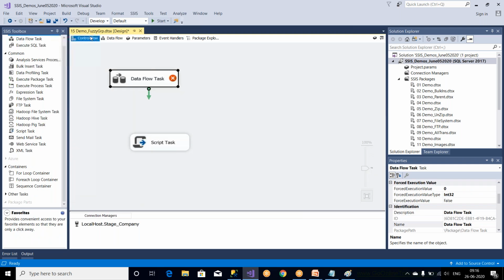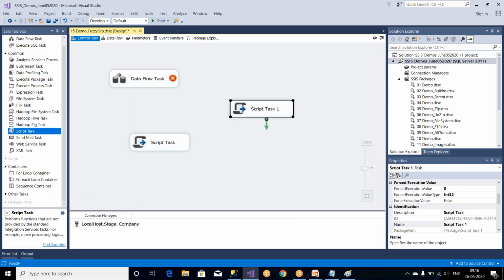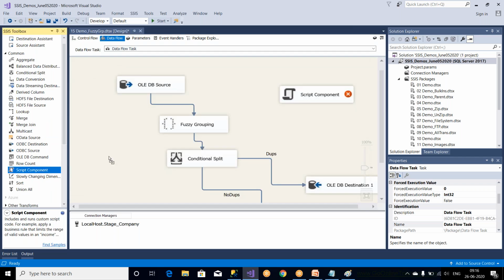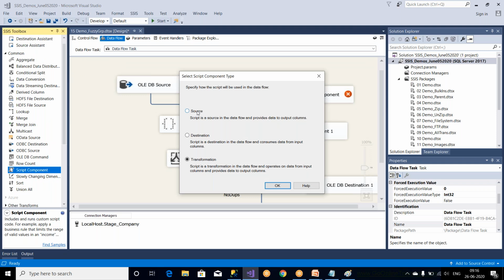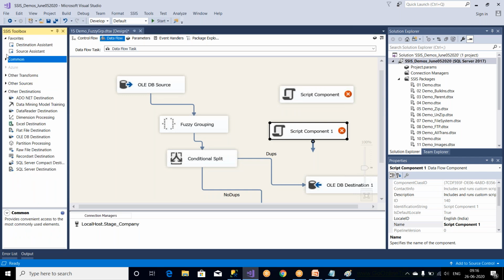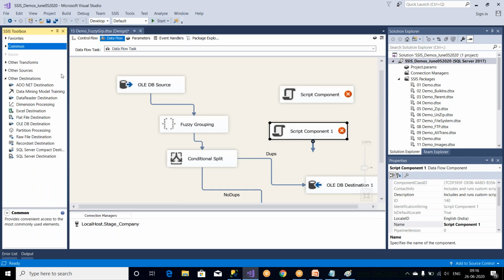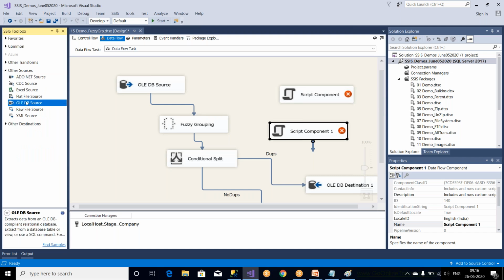If I drag and drop a task, it is not asking me anything. But if I drag and drop a script component, it is asking me three points: source, destination, and transformation. So where exactly are we going to use .NET in the data flow? I wanted to read the data from ADO.NET, flat file, OLEDB, raw file, XML file.